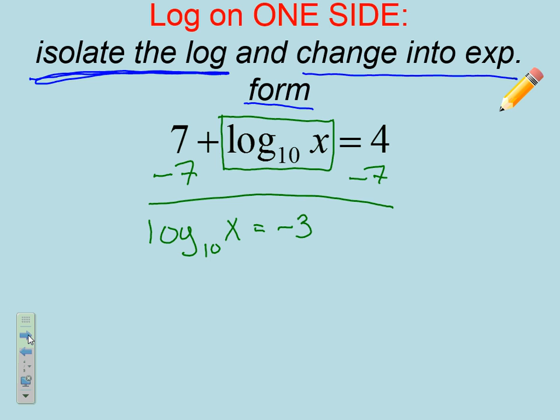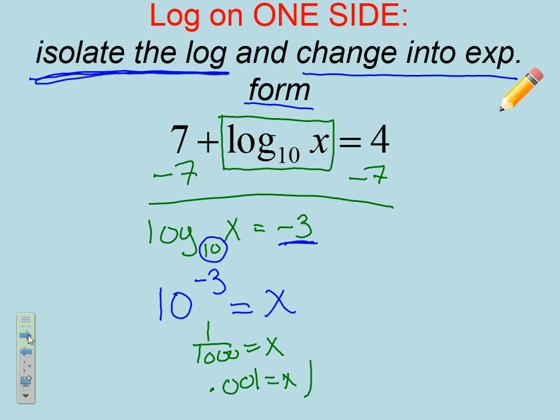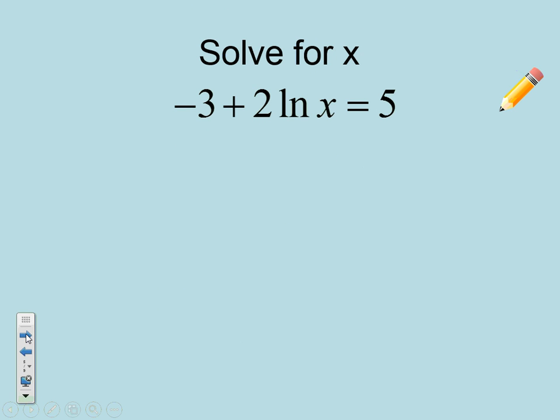Now once I have this by itself, I'm going to rewrite it in exponential form. Start with my base. Here's my base number, so I have 10. My exponent is always by itself: 10 to the negative 3 equals x. Well, 10 to the negative 3, you can have two answers. If you write it as a fraction, it's going to come out as 1 over 1,000 equals x. Or if you have it as a decimal, it'll be 0.001 equals x. I am fine with either answer. Once again, ladies and gentlemen, we can plug this back in for x to make sure that we got the correct answer.